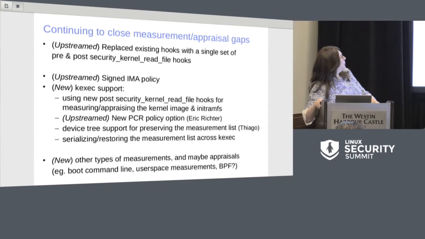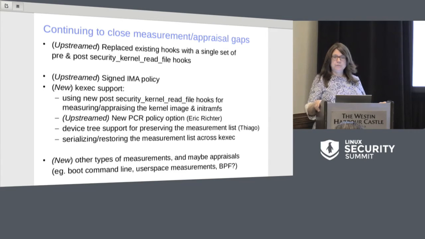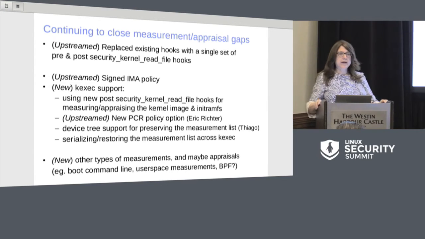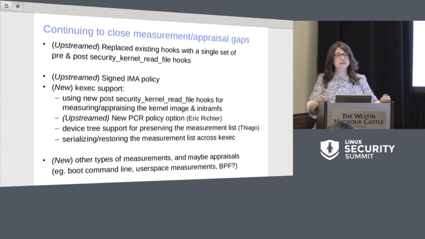Eric Richter is going to be speaking later this afternoon about kexec and how they're using it for Petitboot. Basically, when you do kexec, which is a soft reboot, you can now appraise the measurement of the kernel that's going to be run, and you can appraise the initramfs. Both of them are still used from an IMA perspective. They're both using IMA signatures.